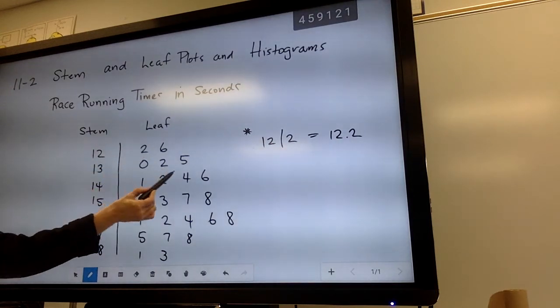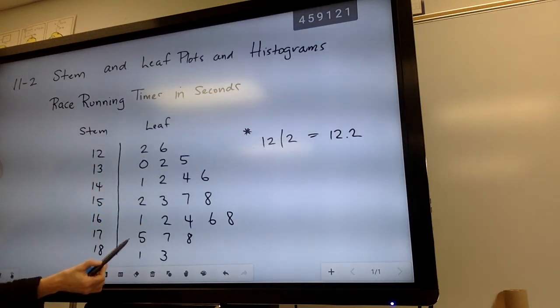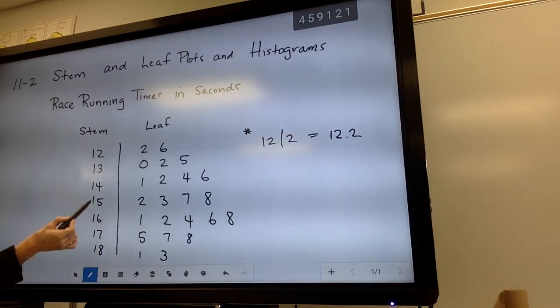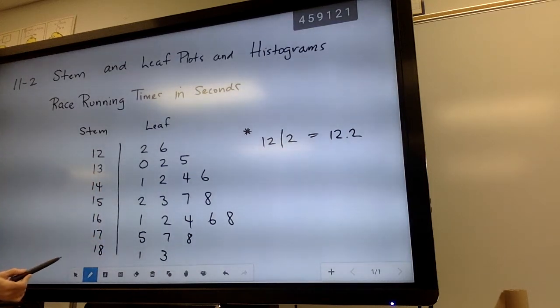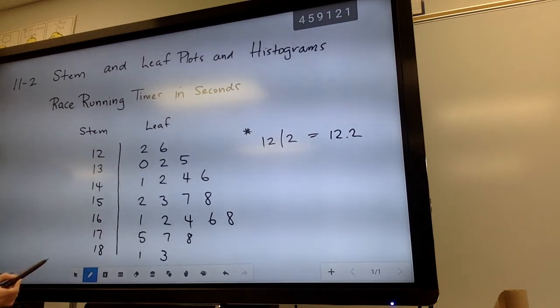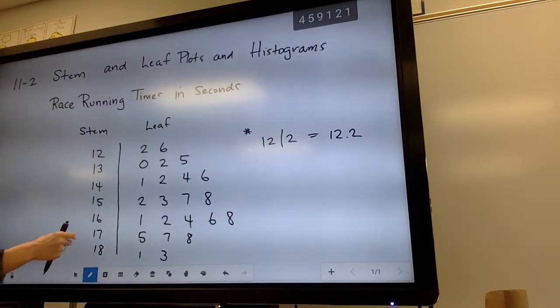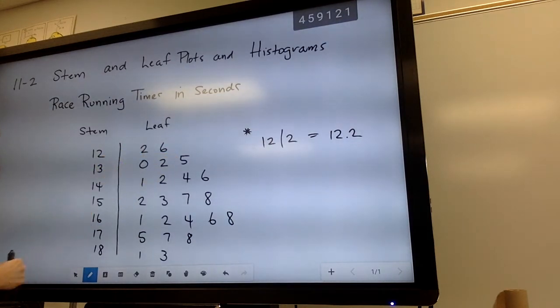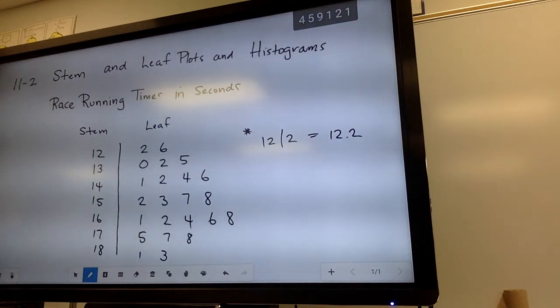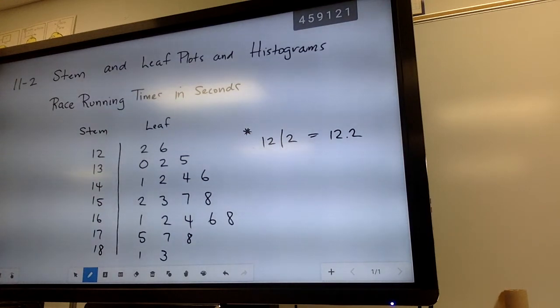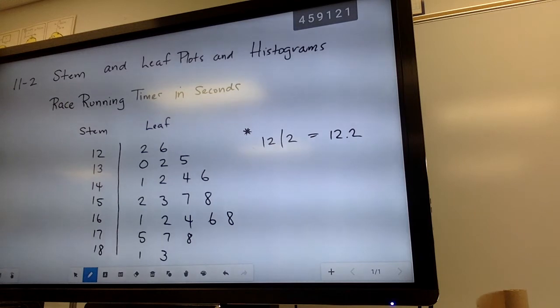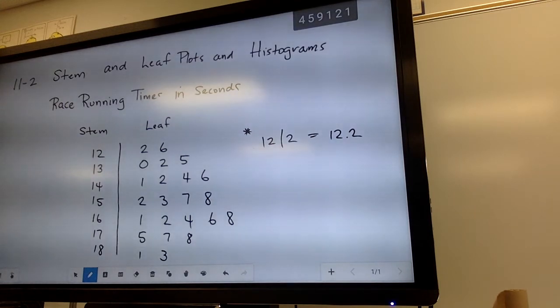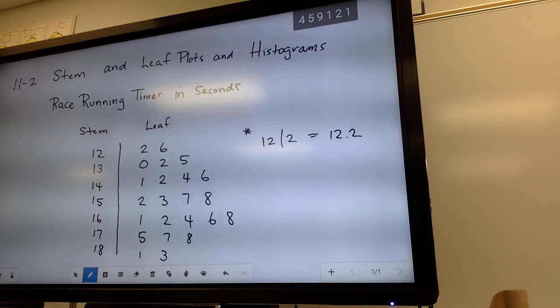The other thing I want to tell you about leaves is they're always singles. Okay, so the stem, these are 2-digit stems. We could have 3-digit stems. We could have 4-digit stems. These stems can get bigger, but the leaf is always a single value. So when you're looking at a set of data and you're trying to decide what portion of the number is going to be the stem and what portion is going to be the leaf, the leaf is always the single value.